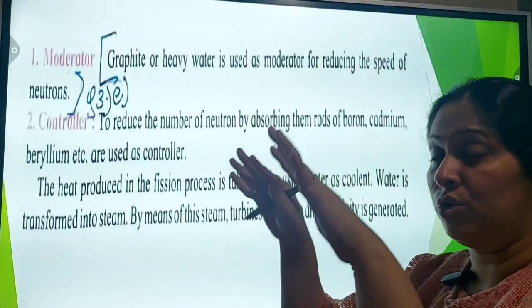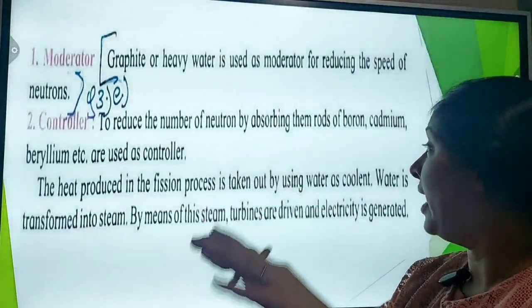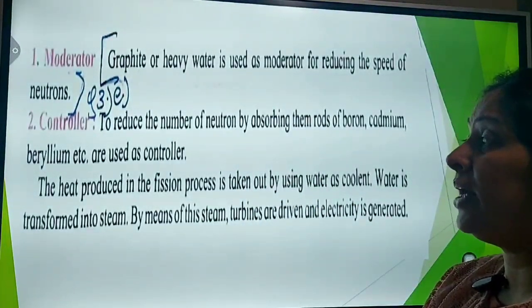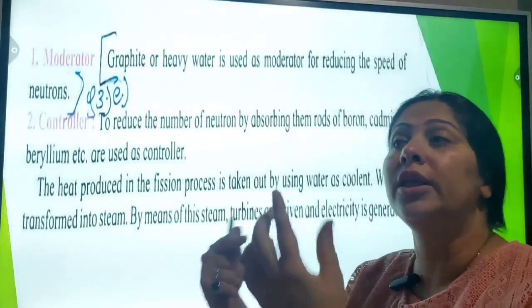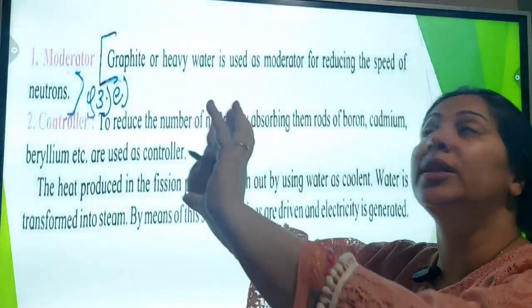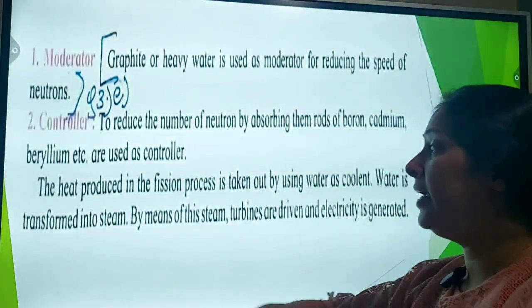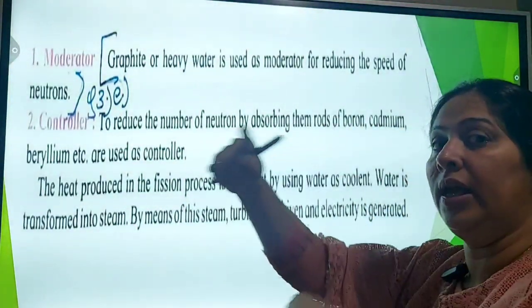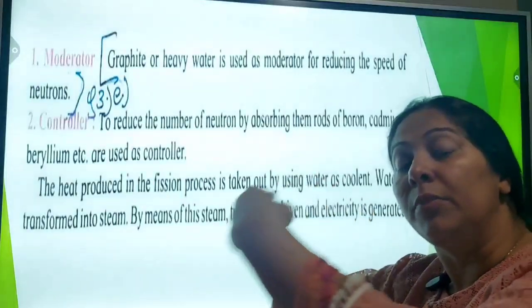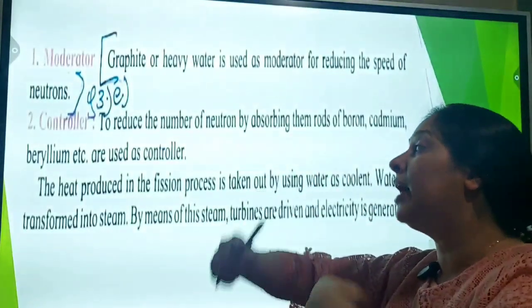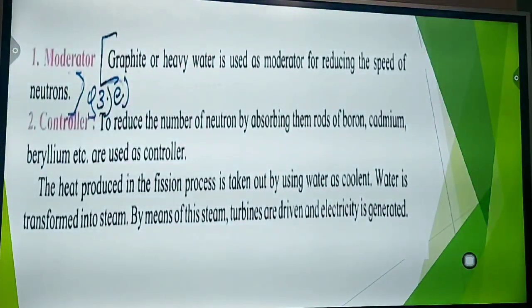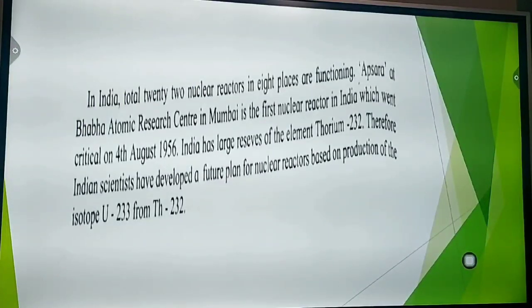जो हीट प्रोड्यूस होती है उसको कम करते हैं और इसको ऐसे स्टेट में लाते हैं जहां पर स्टीम बनती है और स्टीम छोड़ी जाती है टर्बाइन्स पे. टर्बाइन्स, विंड मिल्स जैसी. जब वो एक स्पीड पे हिलती हैं, फिर वो टर्बाइन्स इलेक्ट्रिसिटी बनाती हैं. By means of steam, turbines are driven and electricity is generated.